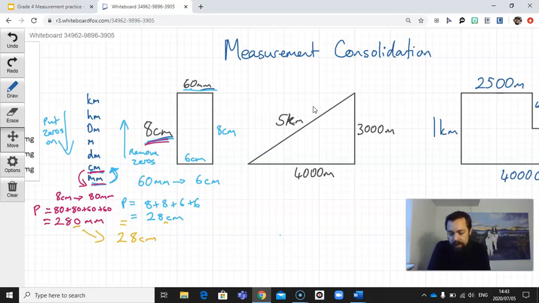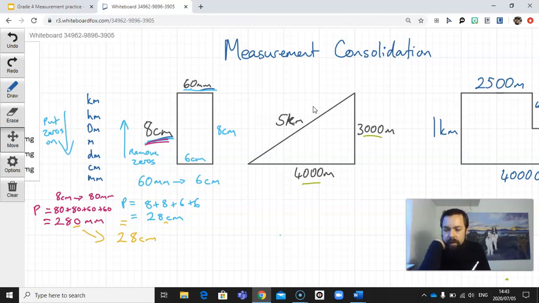For example, if we look at the second one, I can see that meters, because I've got thousands, is going to convert nicely to kilometers. And because I'd rather work with small numbers, I'm going to go towards the bigger unit. So I'm going to convert both my meters into kilometers. So, looking over the side, let me just erase the stuff that I've done around it.